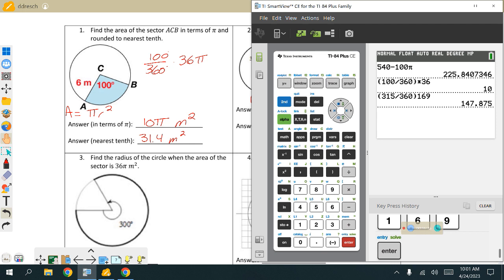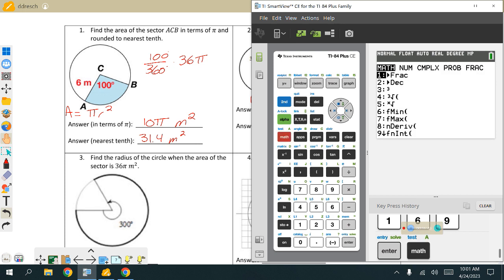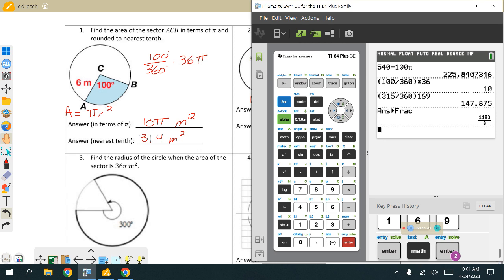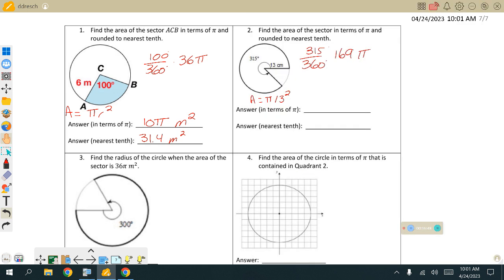So get good at that. Hit math. Option 1 right there, fraction. It's gonna look ugly. Who cares? 1183 over 8 pi. 1183 over 8 pi. Units are centimeters squared. Okay. Now round it to nearest tenth.